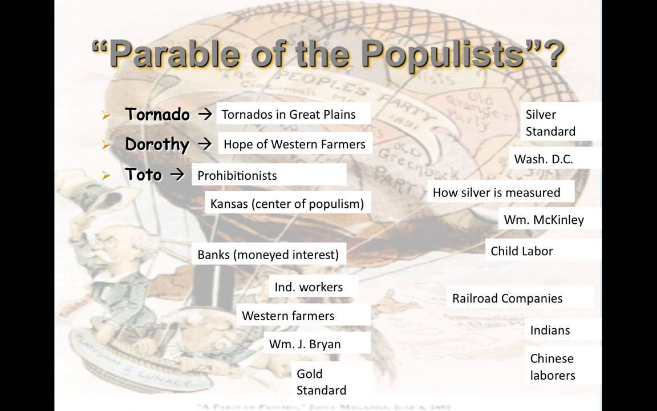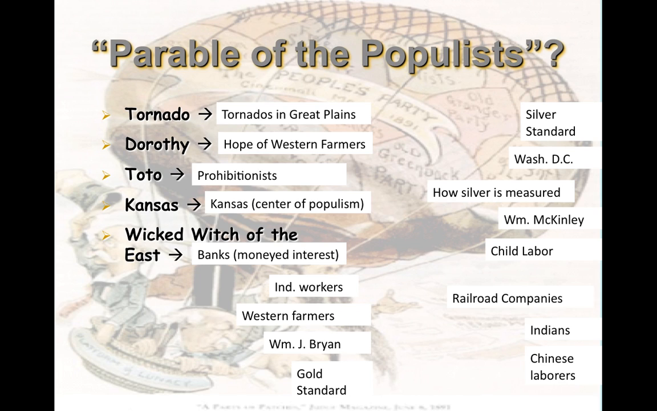Anyways, Kansas is the center of populism in real life. What state did the Wizard of Oz take place in? Kansas. Oh my gosh. Now, banks are one of Western farmers' enemies. So you think back to yourself, well, who was an enemy of Dorothy in the movie? The Wicked Witch of the East. If you remember, the Wicked Witch of the East is who the house falls down upon.